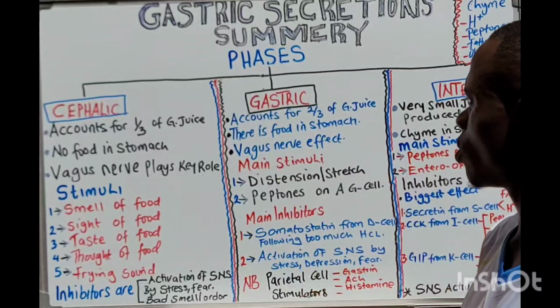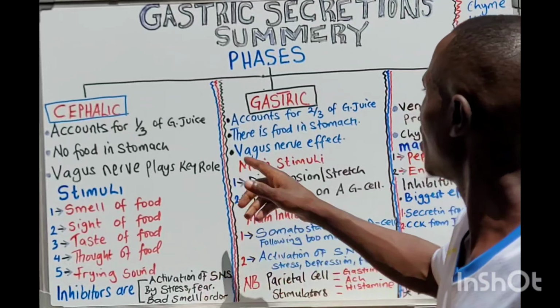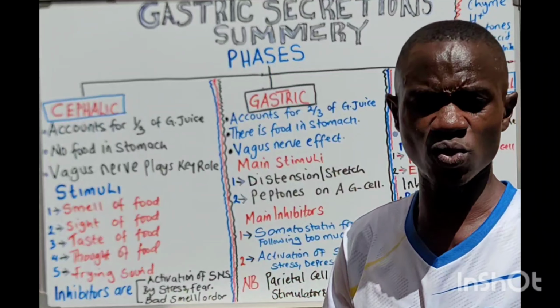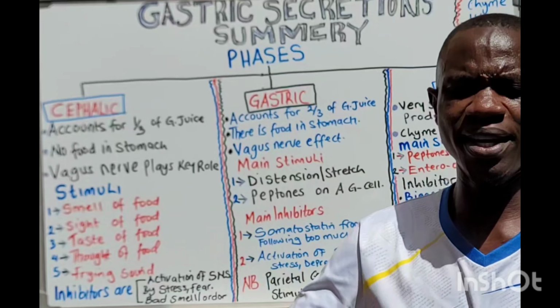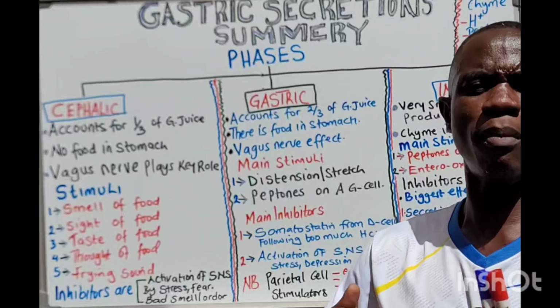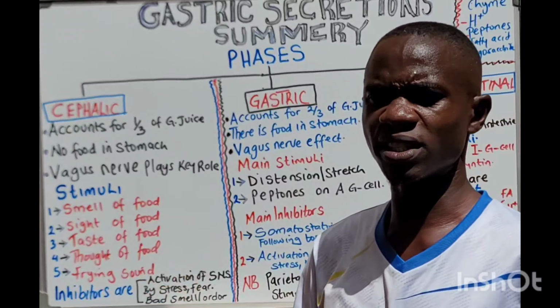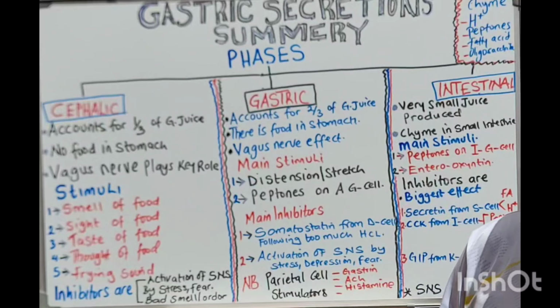When we come to the gastric phase, this is the second phase of the gastric secretions. This one is going to account for 2/3 of the gastric juice within the stomach. It is going to lead to the production of a lot and a lot of gastric juice. I'll be taking much of the time to talk about this gastric phase because it accounts for the biggest percentage of the gastric juice within the stomach.